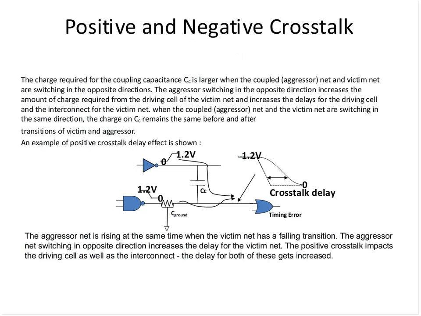So this is called positive and negative crosstalk. The charge required for the coupling capacitance is larger when the aggressor net and victim net are switching in opposite directions. This is an example of positive crosstalk, where this is falling and this is rising. In the ideal case the dotted line was the waveform, but when the aggressor is switching in the opposite direction there is a delay because of the charge change at CC, which needs 2 times CC times VDD. So the signal which was arriving earlier is now arriving later. This is called positive crosstalk. Why positive? Because it results in an increased delay.